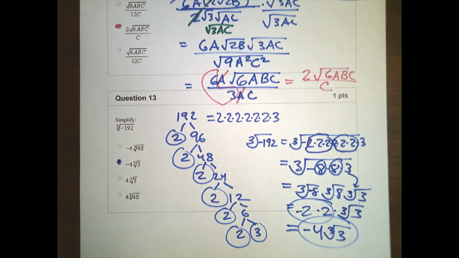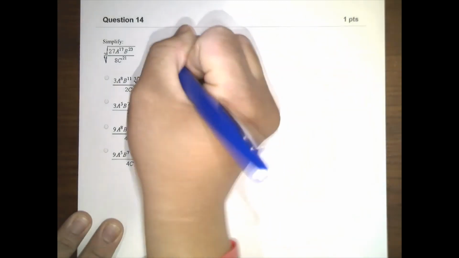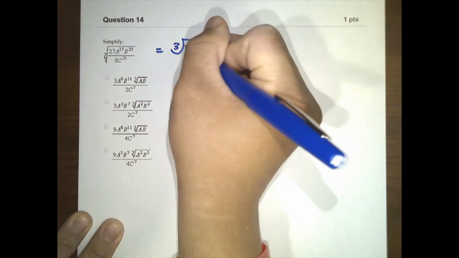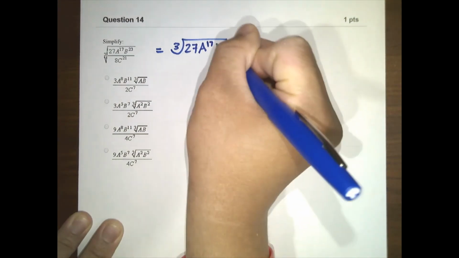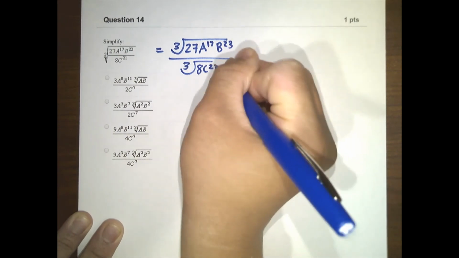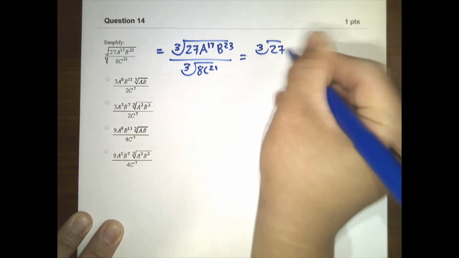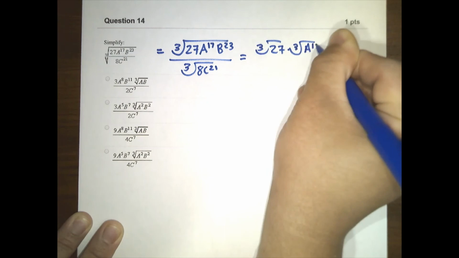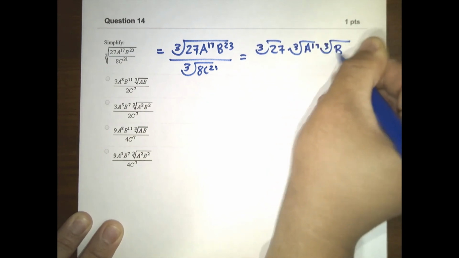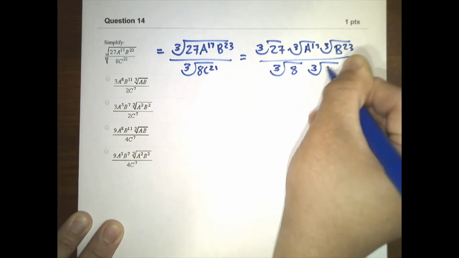All right, so now let's move on to the next problem here. It's a cube root problem again. So I'll rewrite this one as the cube root of 27a to the 17th, b to the 23rd, over the cube root of 8c to the 21st. Then I'll split each of the cube roots up. So cube root of 27, cube root of a to the 17th, cube root of b to the 23rd, cube root of 8, cube root of c to the 21st.